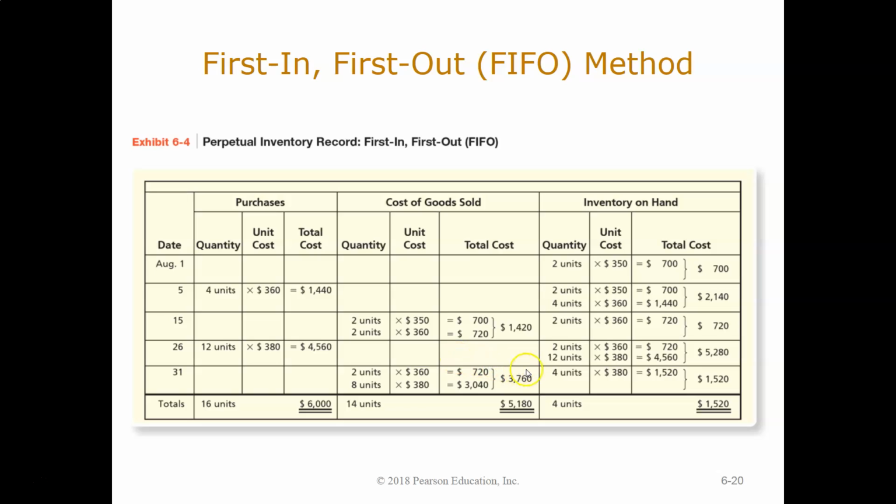Sorry, I keep losing the cursor. I have 12 units here. I'm going to take it out of here. I'm going to take my last 8 at $380 out of inventory and into cost of goods sold. So 8 at $380 is $3,040. If I add these both, the sale of my 10 units was a cost of goods sold to the company of $3,760. That's how much the company paid for those 10 sofas.